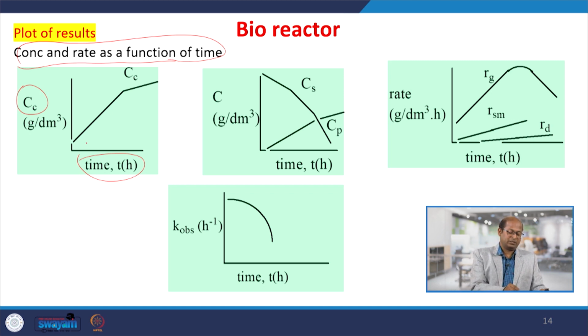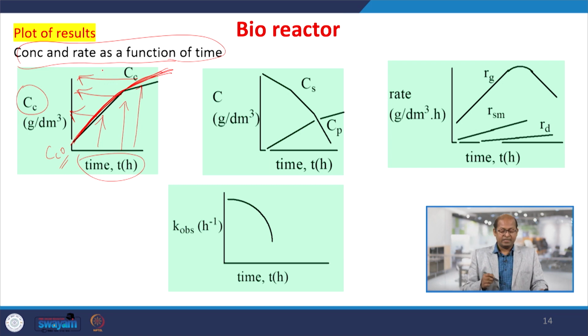So, with time on the x axis and cell concentration on the y axis, the nature would be like this. New cell formation is there; the concentration of cells initially was Cc 0, a low concentration, and with increasing time the cell concentration gradually increases. Okay. Similarly for the substrate concentration, Cs, initially we have taken a large quantity of the substrate to start the reaction, and that substrate would be converted into the corresponding products.